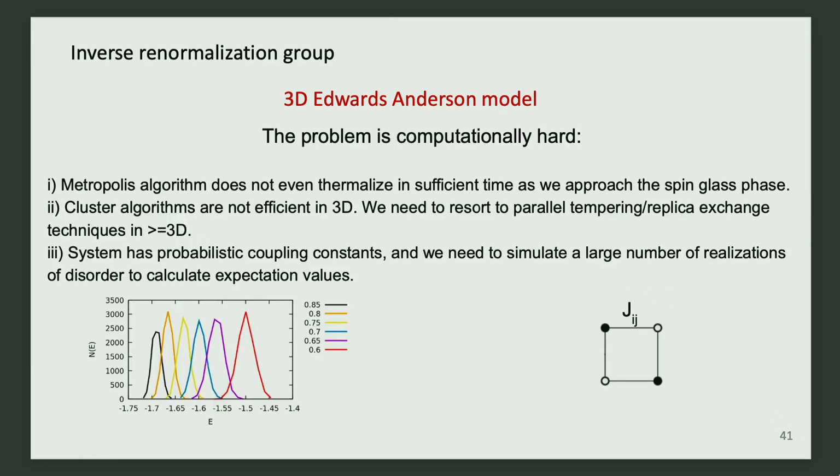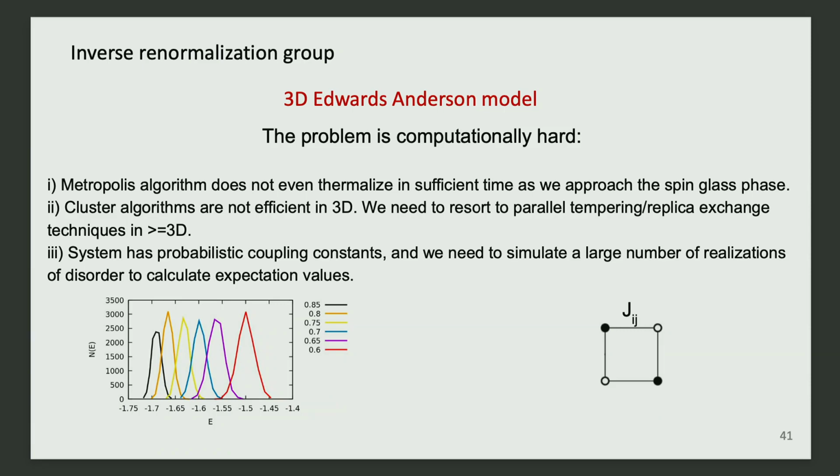First of all, the Metropolis algorithm does not even thermalize in sufficient time as we approach the spin glass phase, so we can't really use the Metropolis algorithm. Cluster algorithms are not efficient in 3 dimensions, where we have a finite temperature phase transition, so we have to resort to parallel tempering or replica exchange techniques. What this means is that we have to create, as Julian mentioned before, a chain of Monte Carlo simulations that reach until the spin glass phase, and we need to be exchanging configurations, which is exactly what you can see depicted in this figure.